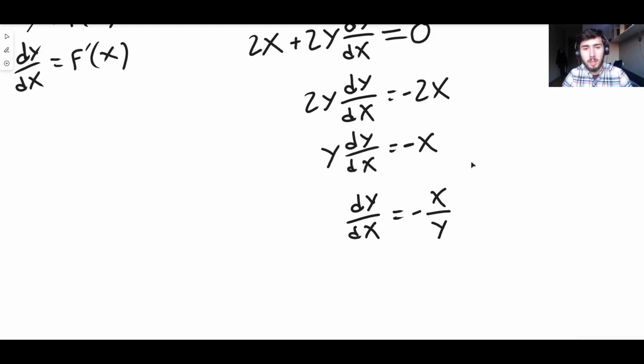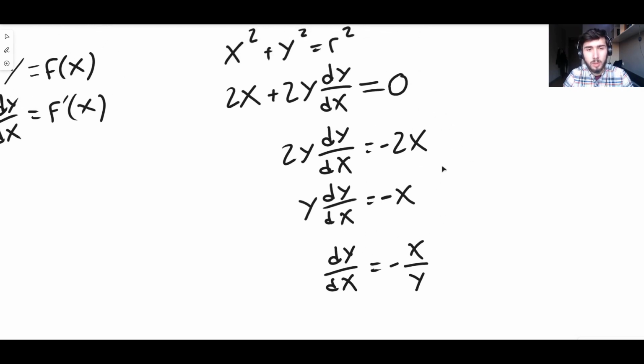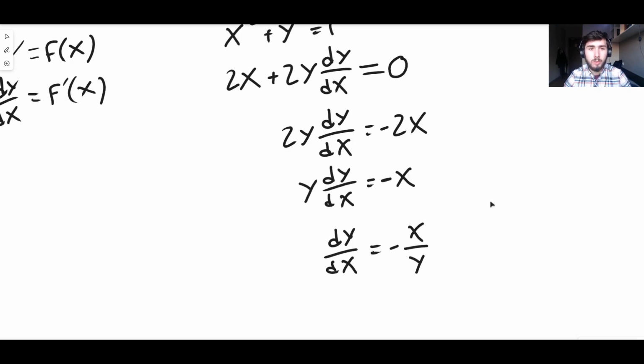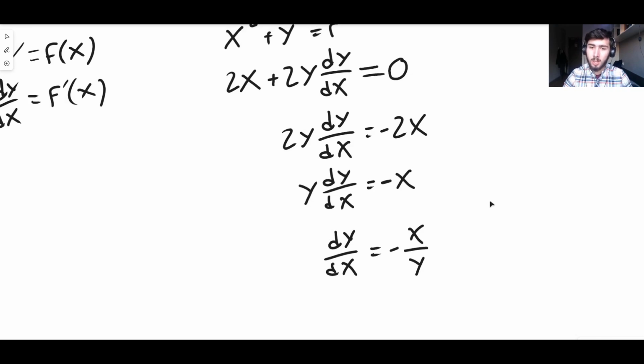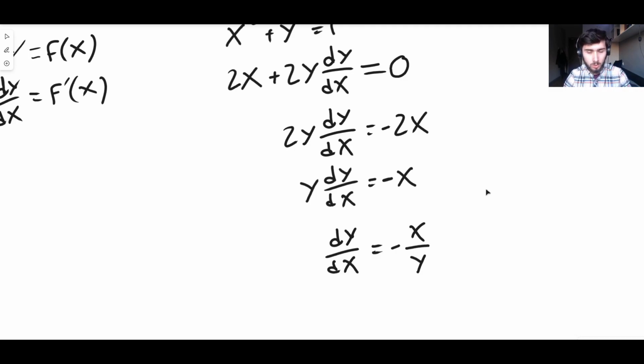What this is saying is that the derivative of the equation of a circle, because x squared plus y squared equals r squared is the equation of a circle, as long as it's at the origin, is just the negative of the x coordinate divided by the y coordinate. The derivative not only depends on the x coordinate, which it normally does, like x squared for example, but actually the derivative of the equation of a circle also depends on the y coordinate as well.